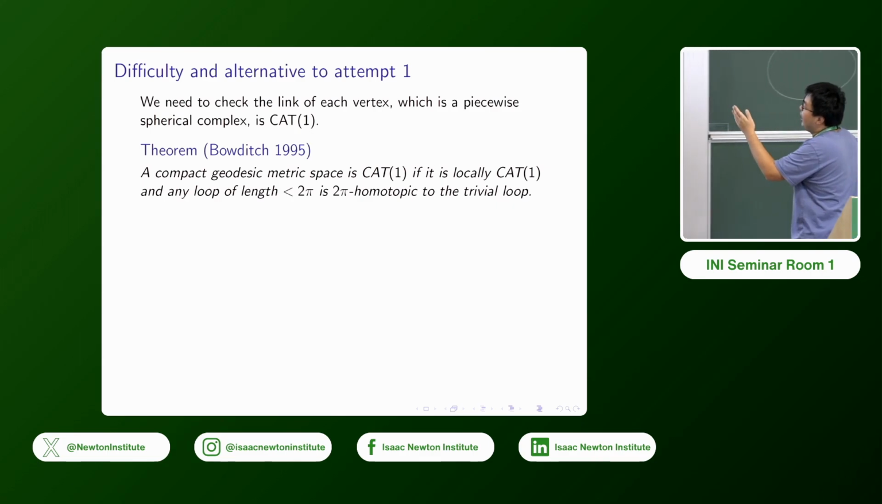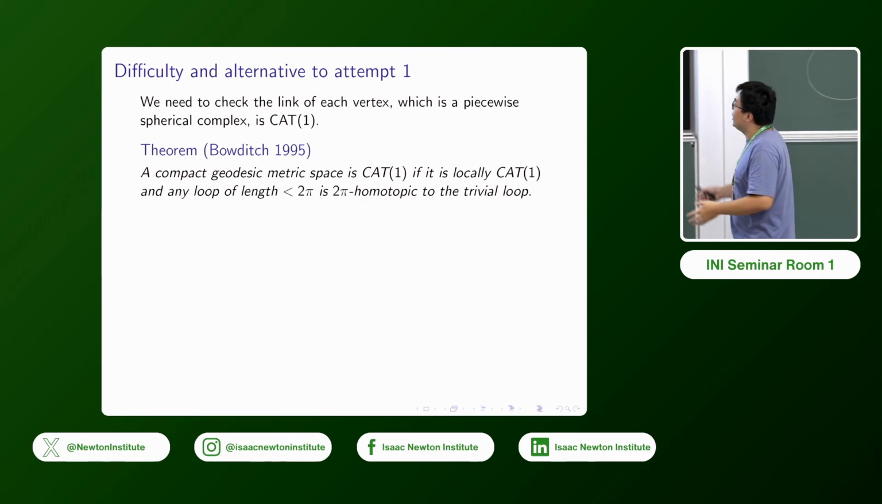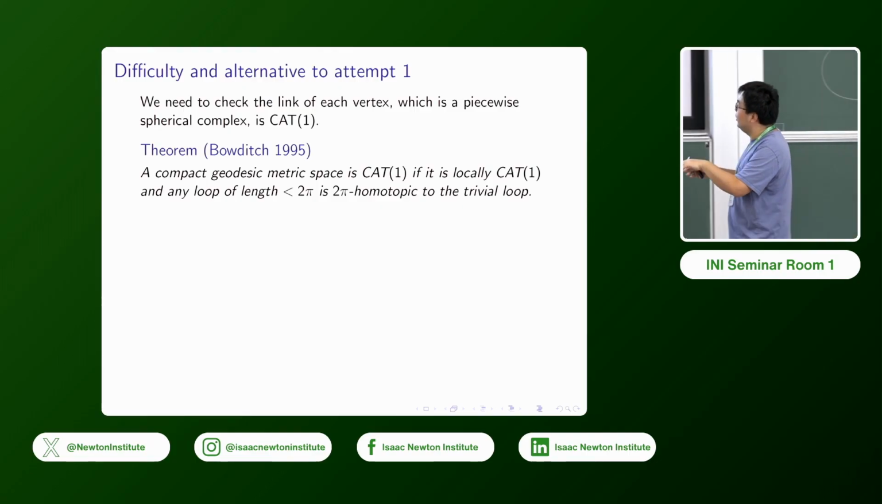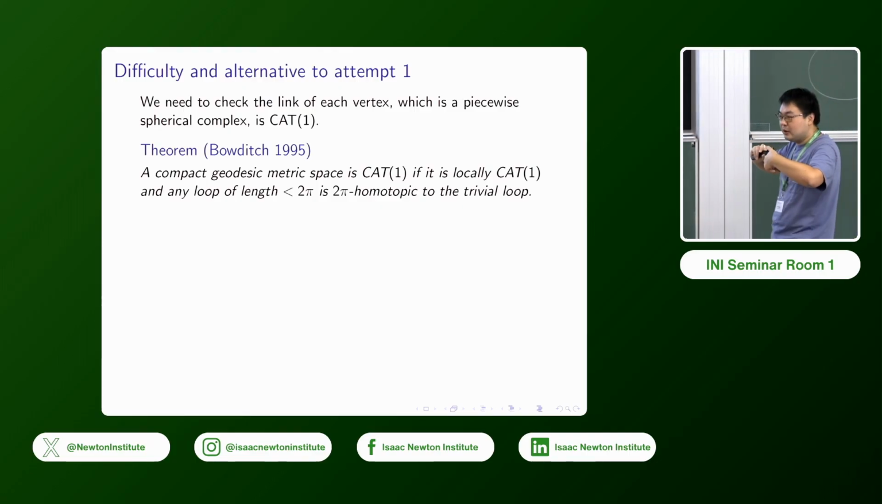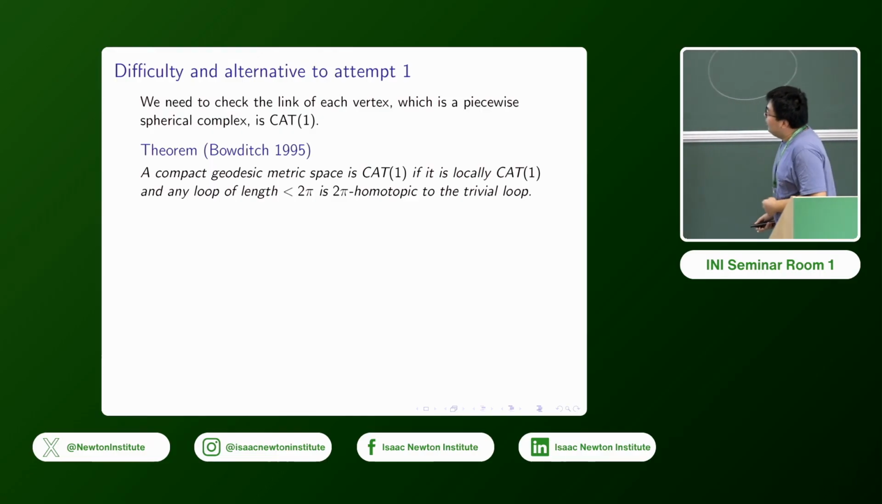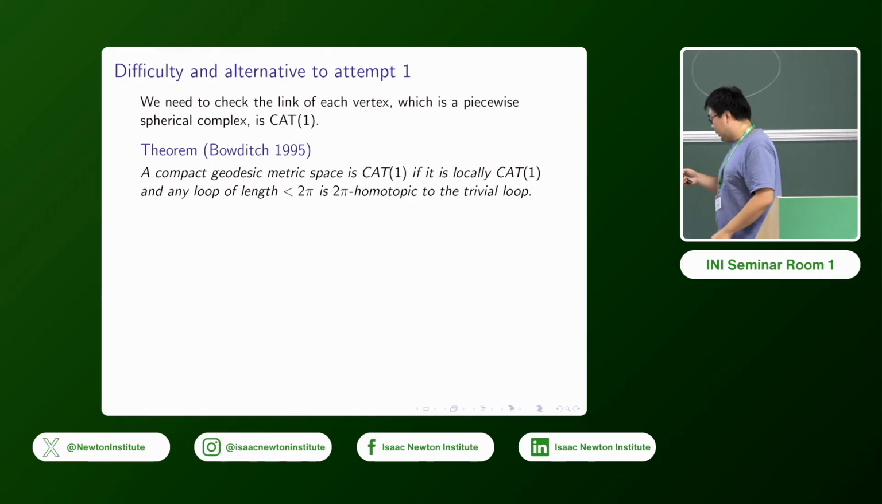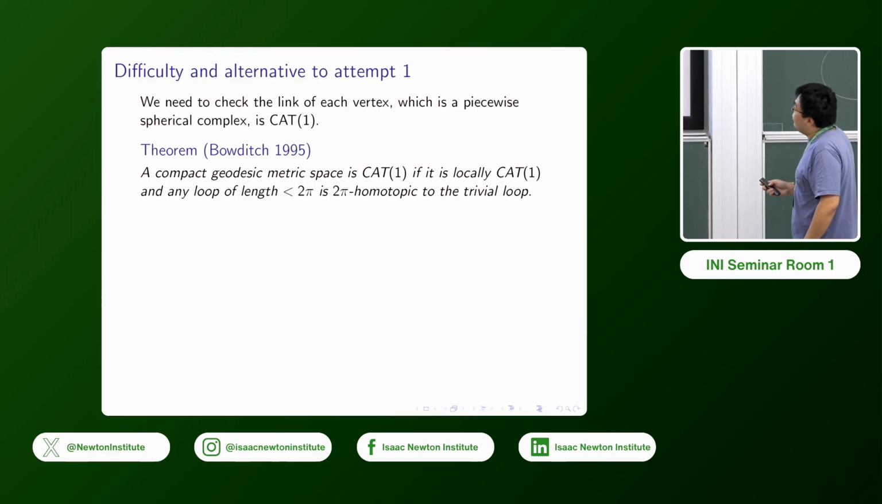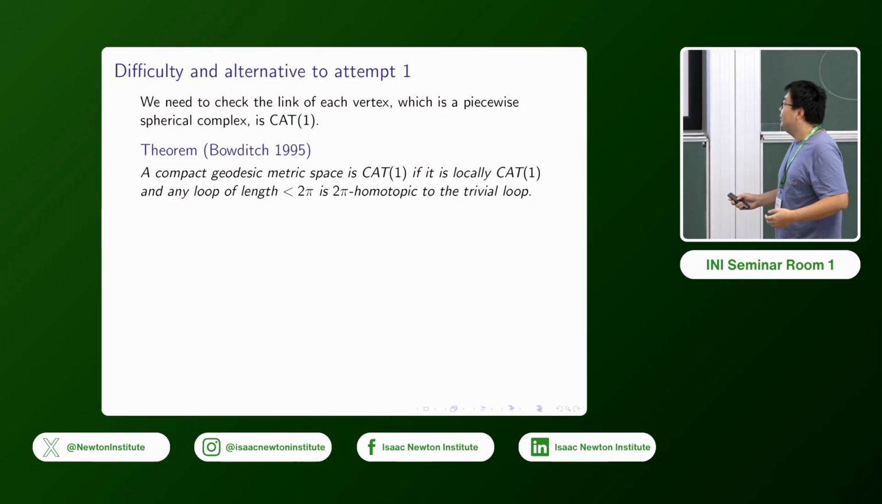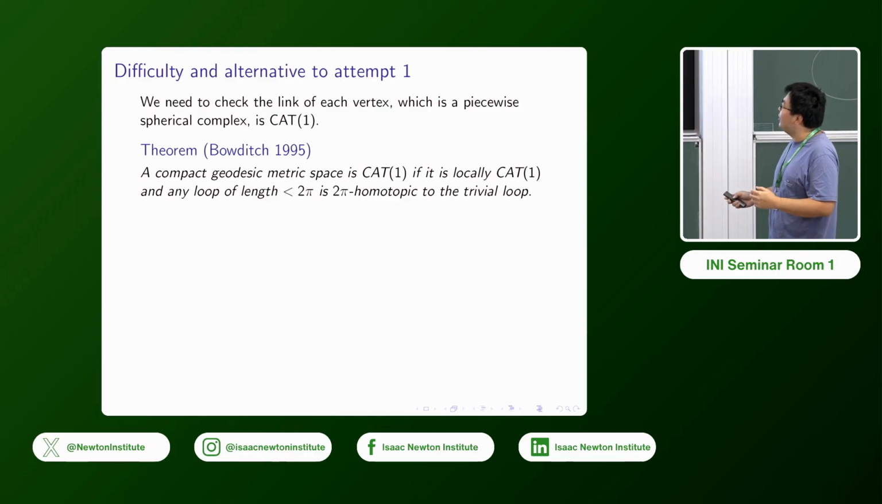It says that a compact metric space is Cat1 if it's locally Cat1, and any loop of length less than 2 pi is 2 pi homotopic to the trivial loop. 2 pi homotopy means that you homotope through loops of length less than 2 pi. There's a small thing: our complex, the Artin complex, is locally infinite, so the links are actually not compact. That's a small problem, but it turns out you can generalize Bowditch's theorem a little bit to cover some non-compact cases. So that's not a big problem.